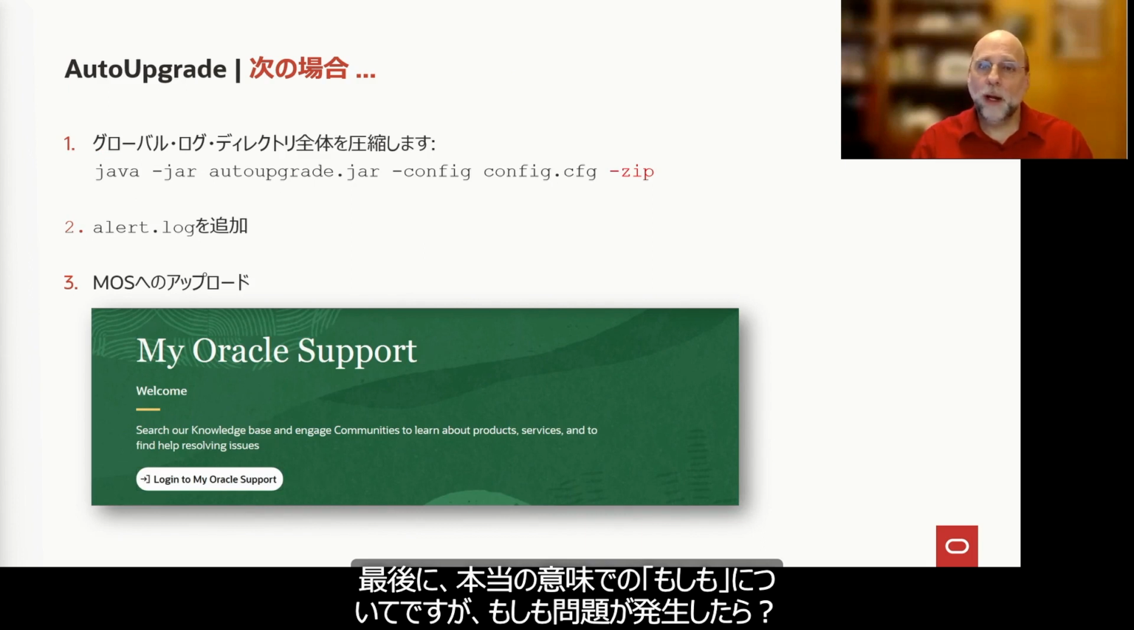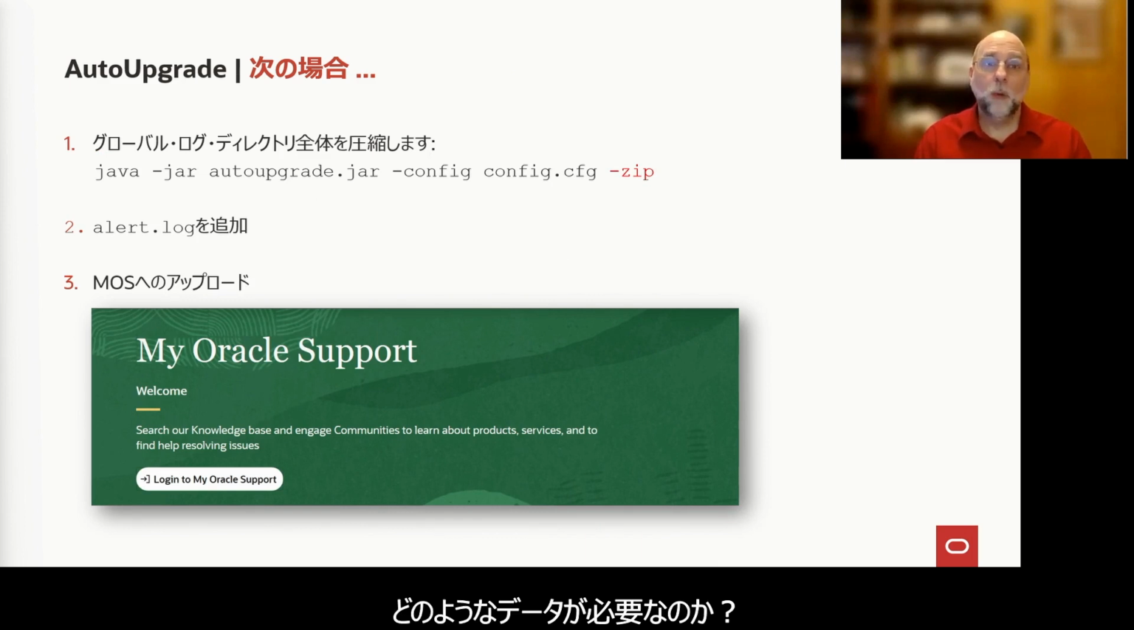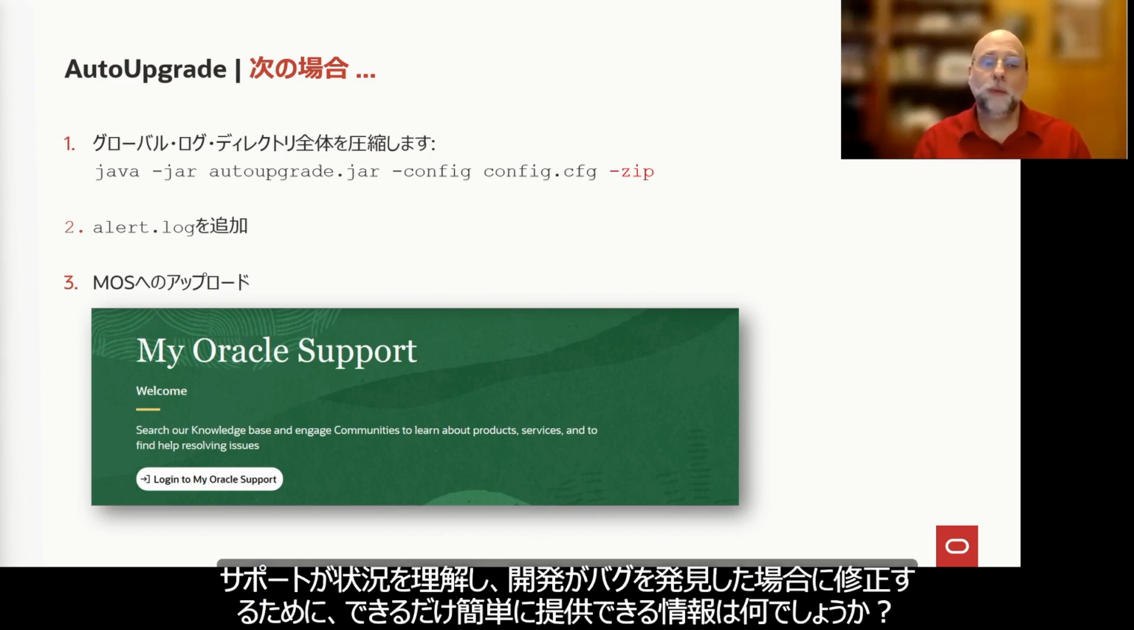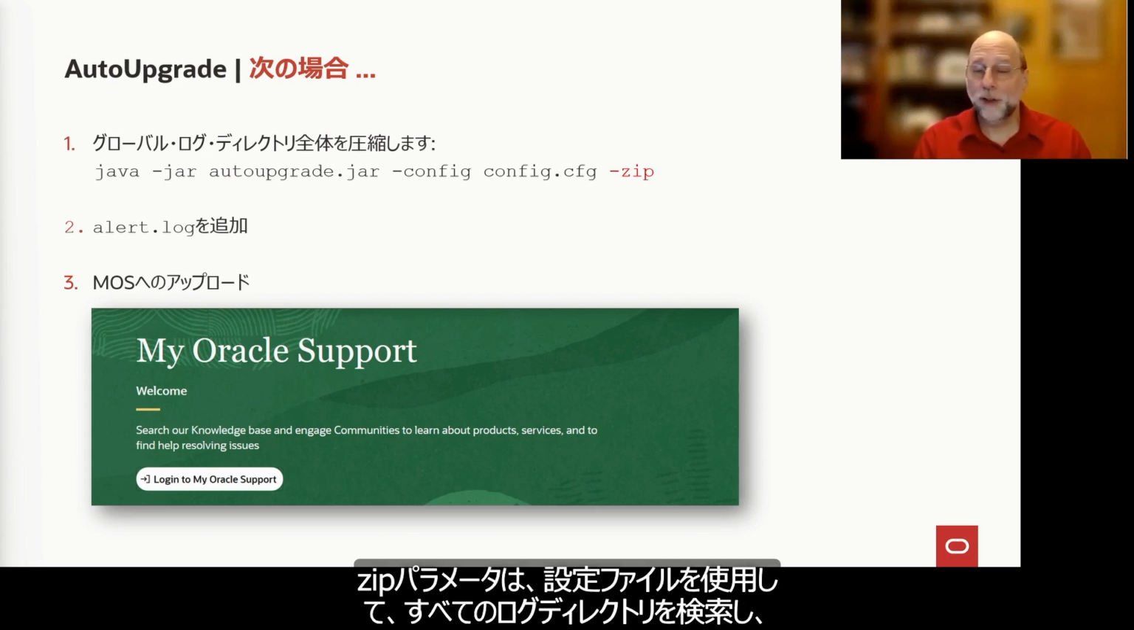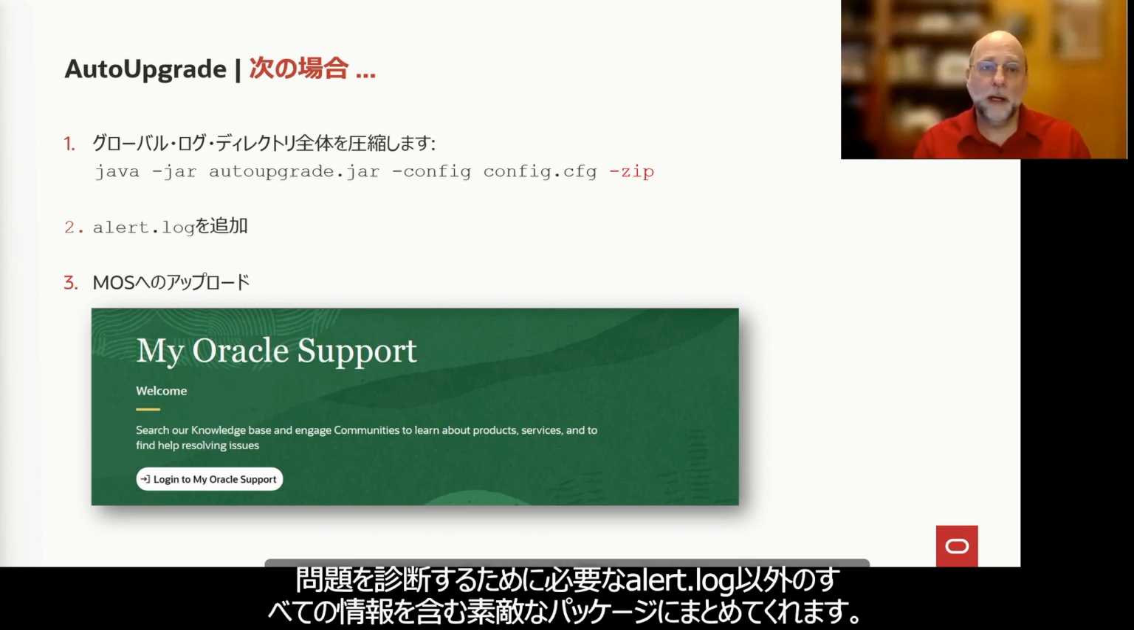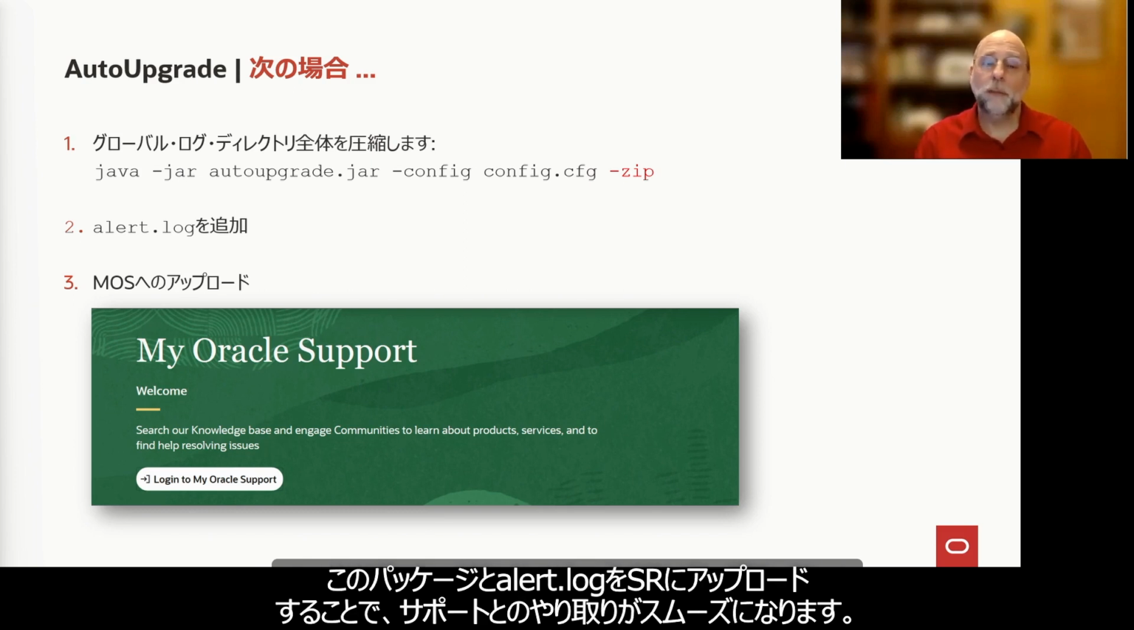Last thing about the real what if is, what if you have a problem that means you need to submit an SR? What data is needed? What information can you provide that will make it as easy as possible for support to understand the situation and for development to fix any bugs if you find any? Well, there's a parameter called zip, the -zip parameter, that will use your config file, find all the log directories, and zip everything up into a nice package that contains everything except for the alert log that we would need to diagnose problems. So you take that package plus the alert log and upload that to your SR. That'll make things go much smoother in your interaction with support.